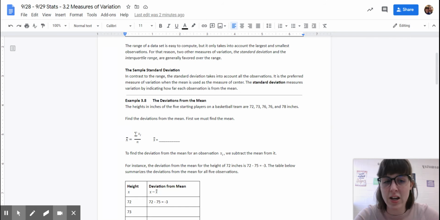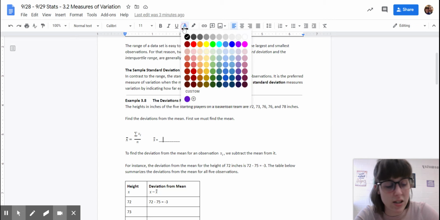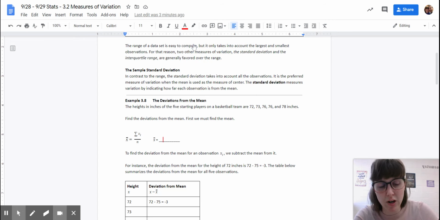Okay, so here we have example 3.8. It says the heights in inches of the 5 starting players on a basketball team are 72, 73, 76, 76, and 78 inches. Find the deviations from the mean. Well, first we have to find the mean. So what I did was I added up all these numbers, 72, 73, 76, 76, and 78, and then divided by 5 because there are 5 of them. And then the mean is 75. So anytime you see X bar, that's asking for the mean. And in this case, it's 75.